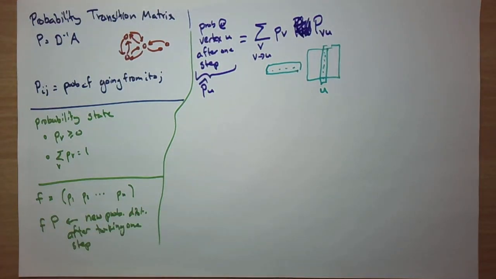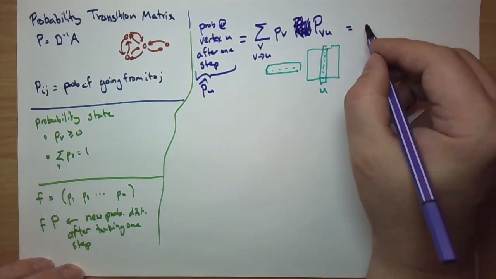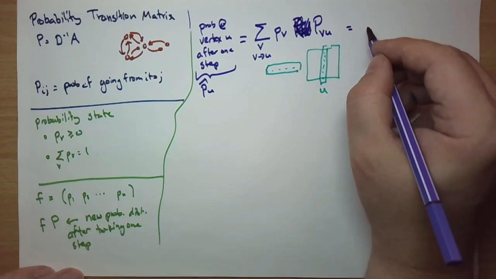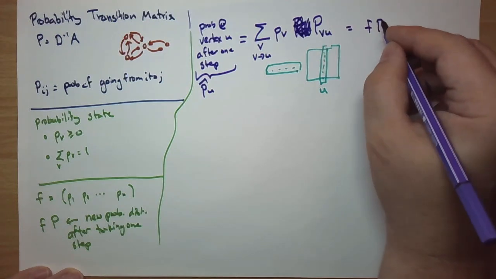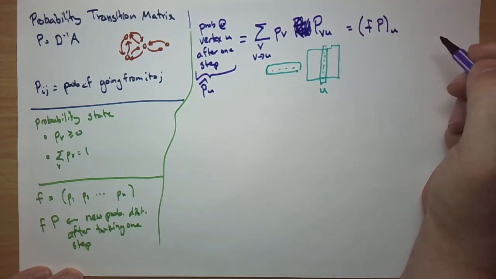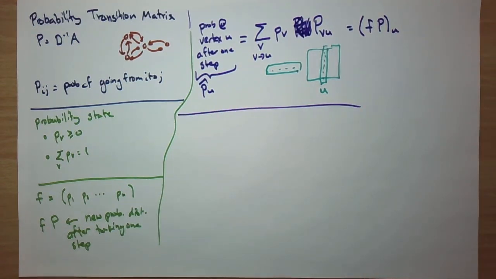And so now we say, okay. So entry by entry, what we see is, if we let F be our probability vector, so this is F times P, and then we're reading off the Uth entry. And so that's the justification for how we can go from our current probability distribution to our next probability distribution. We just turn the crank, multiply by P. Good.